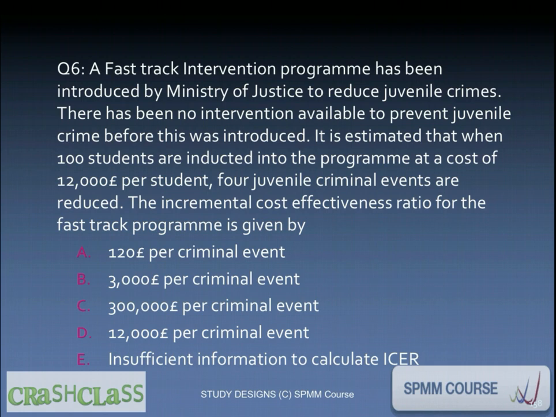Question 6. A fast-track intervention program has been introduced by the Ministry of Justice to reduce juvenile crimes. There has been no intervention available to prevent juvenile crime before this was introduced. It's estimated that when 100 students are inducted into the program at a cost of £12,000 per student, 4 juvenile crime events are reduced. The incremental cost effectiveness ratio for the fast track program is given by. So this question asks you to calculate something called the incremental cost effectiveness ratio. Let's see what that is.